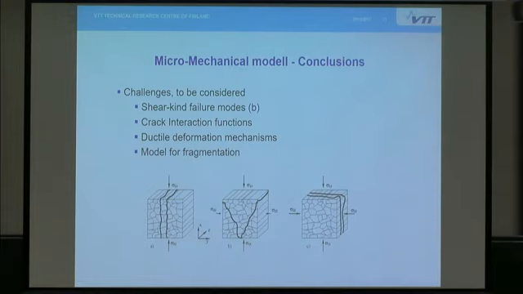But the challenges are that if we think about the failure modes, I'm able to model these splitting and spalling failure modes, but shear-like failure, which is common under small or moderate confinement, I cannot model. So it's a different failure mechanism, so it requires a different approach. And the interaction function I mentioned, that's also something which needs further work, as do ductile failure mechanisms and the fragmentation I mentioned.